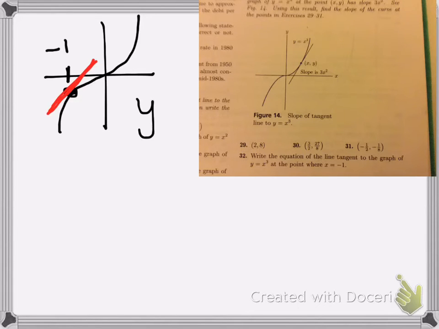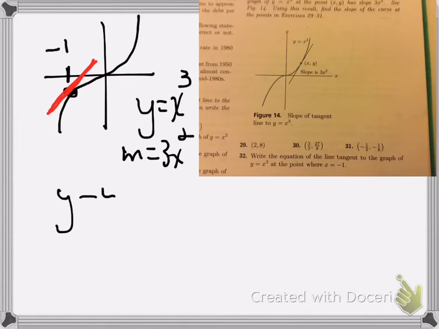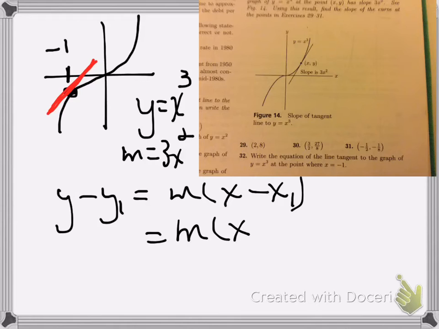Remembering again that the line is x cubed and the slope is 3x squared. So y minus y1 equals m times x minus x1. They gave us the x1, but the x1 is going to flip that to a positive 1. If I cube negative 1, negative 1 times negative 1 times negative 1 is still negative 1, and I don't want to put the m here.